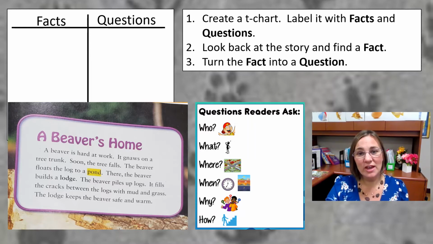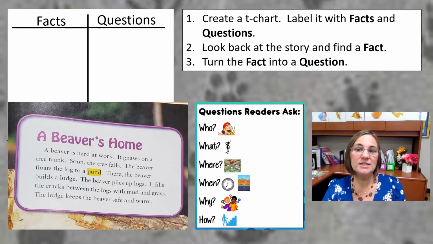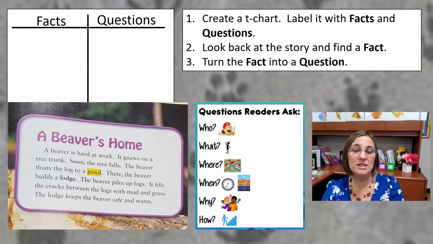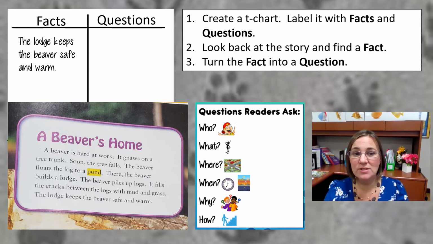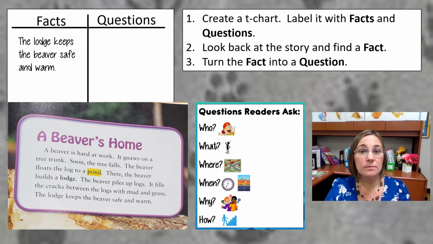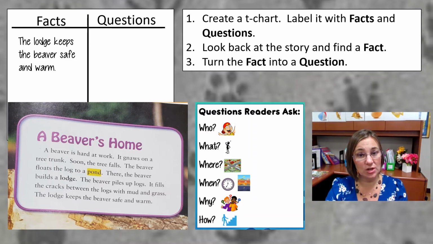Let me show you how to do that using page 193 of the text we just read. So go ahead and turn there if you're not there yet. This page was all about a beaver's home. So I need to look back in that story and find a fact and write it on my T-chart. Here's the fact I found. The lodge keeps the beaver safe and warm. That's a fact, a true piece of information about the topic. So I wrote it on my T-chart.